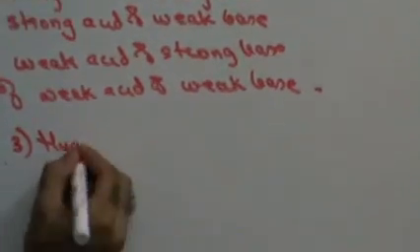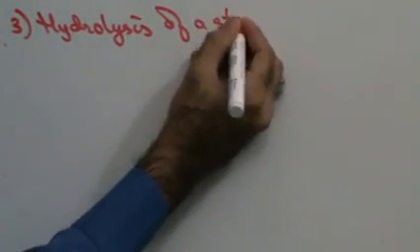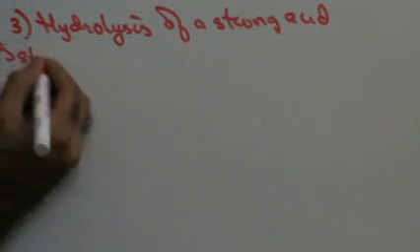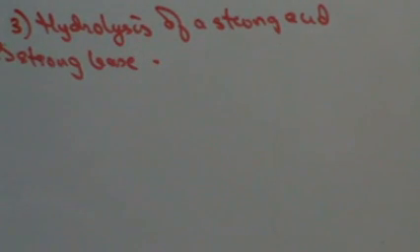Hydrolysis of a strong acid and strong base. Now, a salt of a strong acid and strong base does not undergo hydrolysis. Let's see this. Let's consider NaCl, a salt of strong acid and strong base.